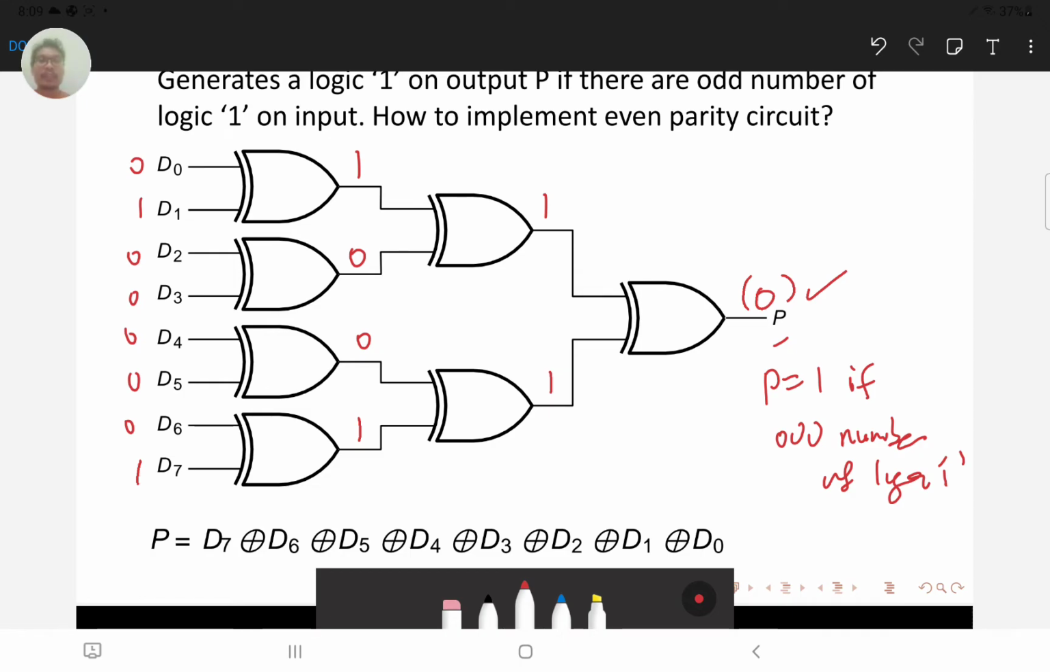So if you want to have an even parity circuit, you can simply connect an inverter here. Then we are going to have logic 1 since this is 0. So 1, 1, 0. We have a logic 1 on the output, and then we have an even parity circuit.